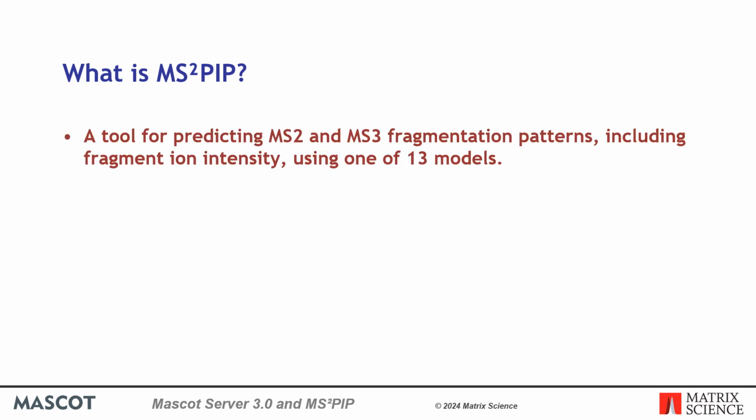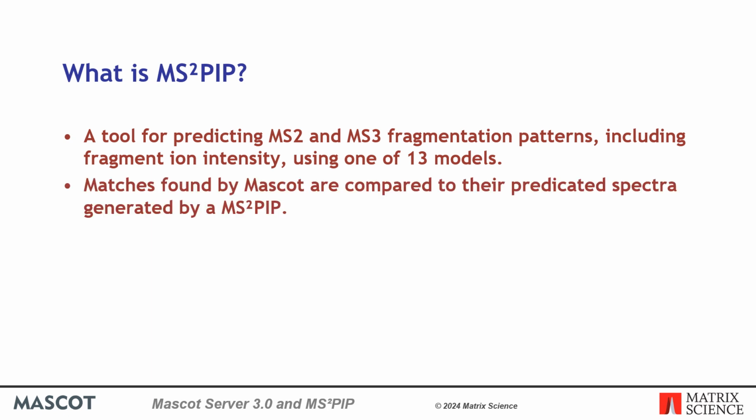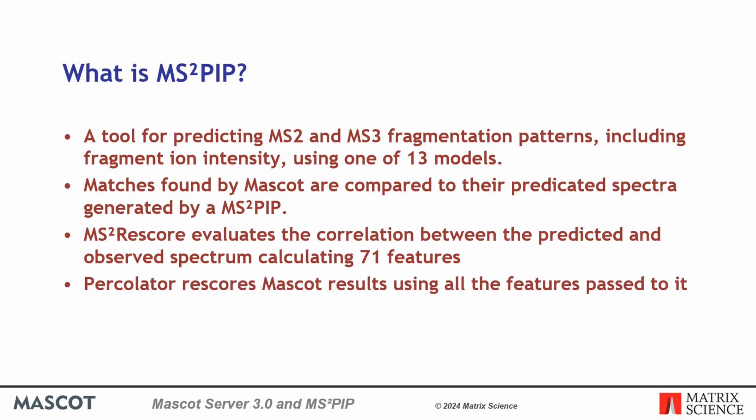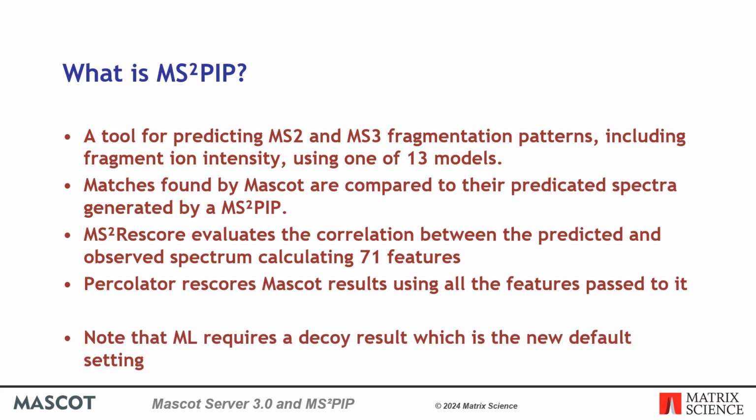MS²PIP predicts MS2 and MS3 fragmentation patterns, including fragment ion intensity, using one of 13 models. The top 10 matches for each query, as found by Mascot, are compared to their predicted spectra generated by MS²PIP. MS²RESCORE evaluates the correlation between the predicted and observed spectrum, calculating 71 features such as the Pearson correlation coefficient, Spearman correlation, and dot product. MS²RESCORE passes these features along with others generated by Mascot server to Percolator to rescore all the search results.